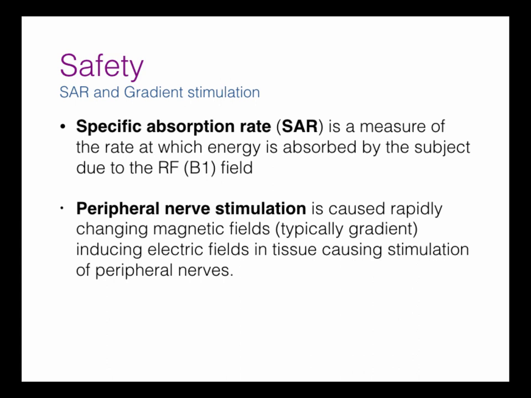Finally, I just want to say a couple of words on SAR and gradient stimulation. These are two of the main concerns for safety in the MRI system. The SAR is a measure of the rate at which energy is absorbed by the subject, and all that energy doesn't come from the main magnetic field or the gradients. It all comes from the RF that we apply. And while we're here, we should mention that multiband imaging significantly increases the SAR because you've got all those superimposed RF pulses being played at the same time.